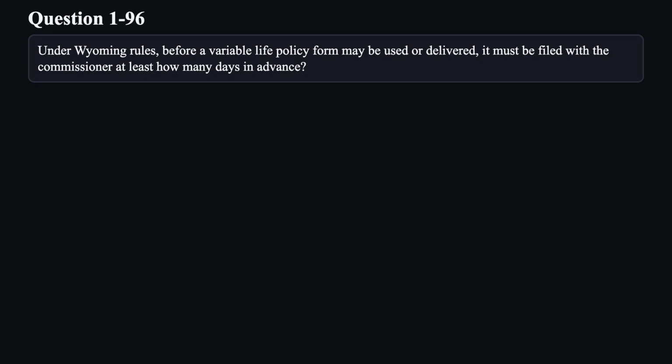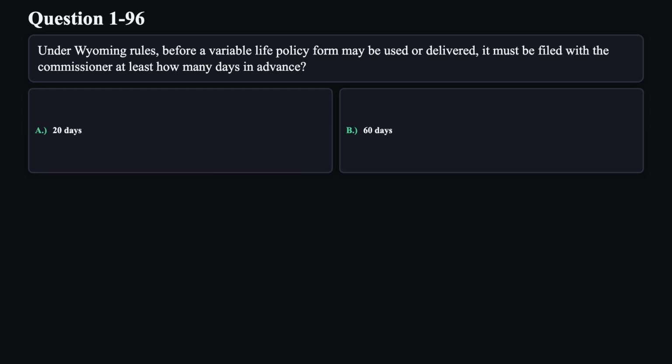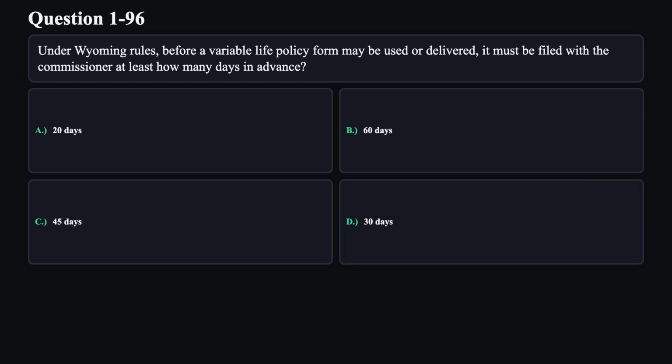Question 96. Under Wyoming rules, before a variable life policy form may be used or delivered, it must be filed with the commissioner at least how many days in advance? A. 20 days. B. 60 days. C. 45 days. D. 30 days.